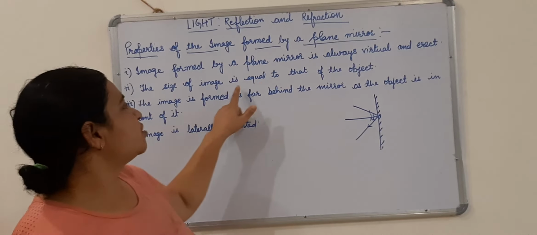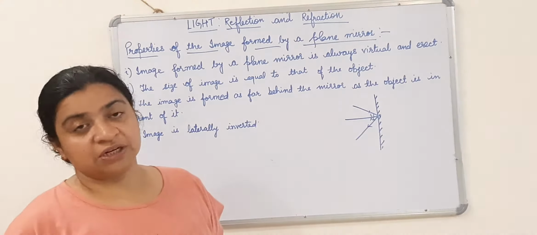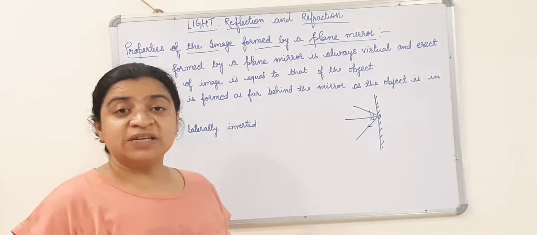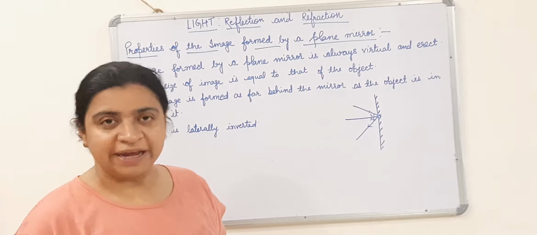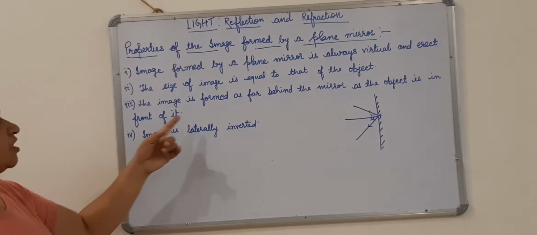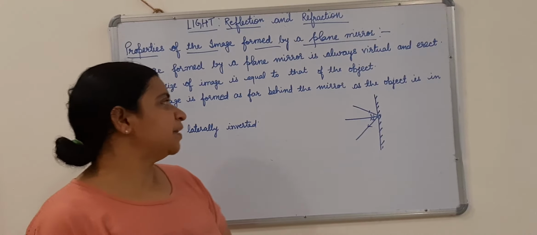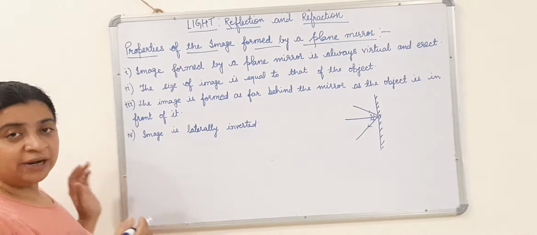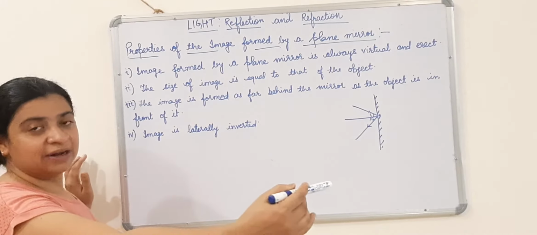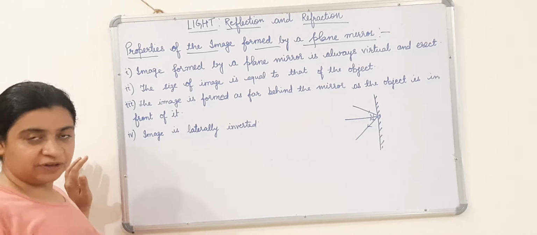Second, the size of the image is equal to that of the object. Whatever is the size of the object, the same will be the size of the image formed by a plane mirror. Third, the image is formed as far behind the mirror as the object is in front of it. The image is formed as far behind the mirror as the object is in front of the mirror.